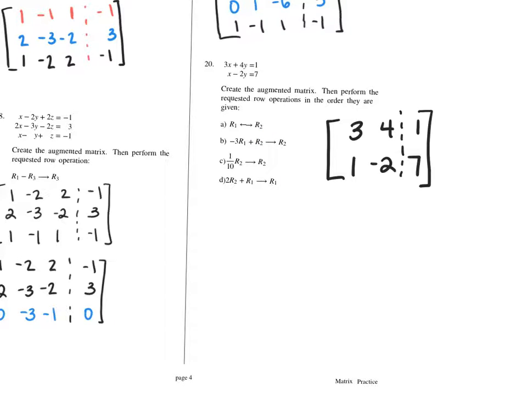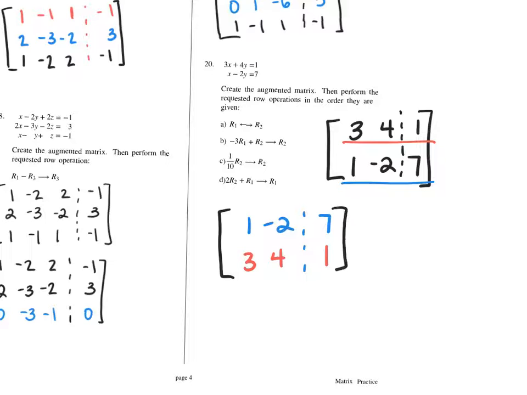When we do that row switch, let's make this first row be red and second row be blue so you know what I'm talking about as I'm going through this. We're going to move the blue row to become the red row. So we'll make this be 1, -2, 7. And the red row will be 3, 4, and 1. So first step was perform a row switch, R1 to R2.